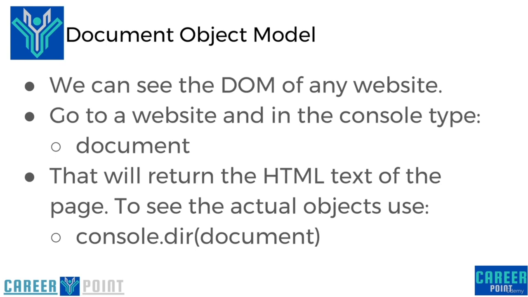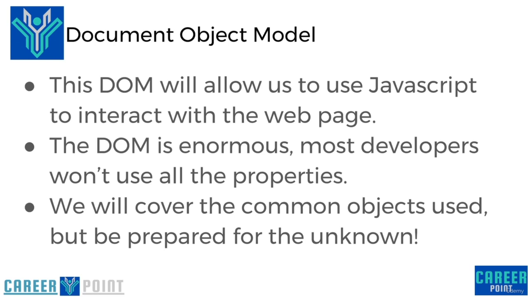To see the actual objects, you want to use console.dir and then pass in document. This document object model will allow us to use JavaScript to actually interact with the web page and affect the HTML and CSS on the web page.